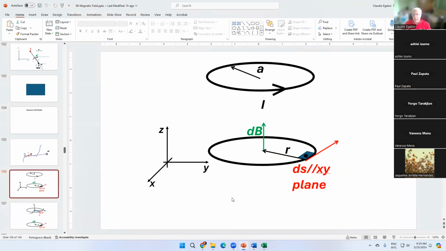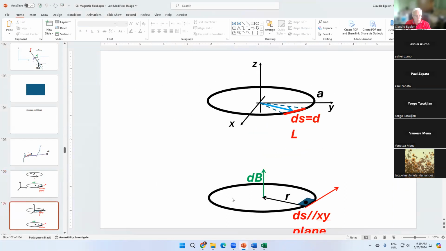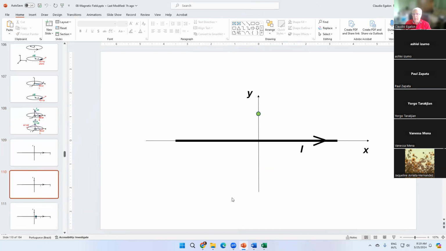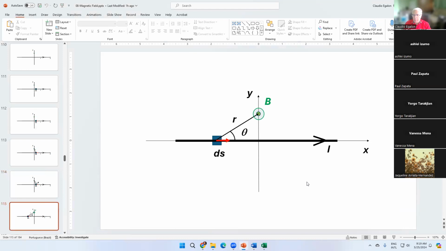So let's go get it here. Okay, here you go. Here's my wire, right? It's an infinitely long wire. That's one way of calculating the magnetic field. We're not gonna use this way, but I want you to be reminded that the magnetic field circulates around this wire. So at this point here in the XY plane, the magnetic field is pointing towards you. Whereas on the other side, the magnetic field points away from you, okay?